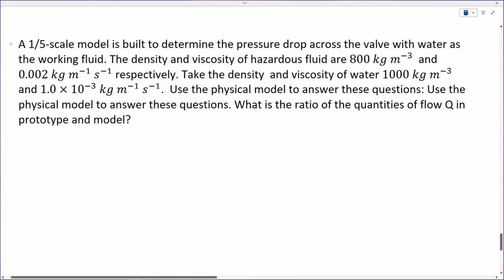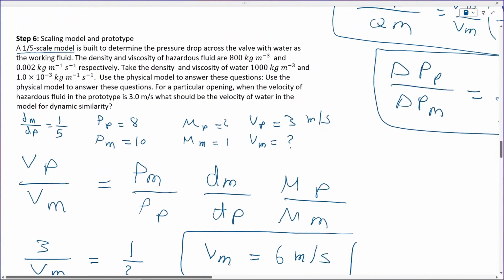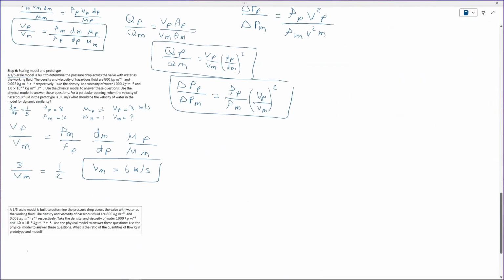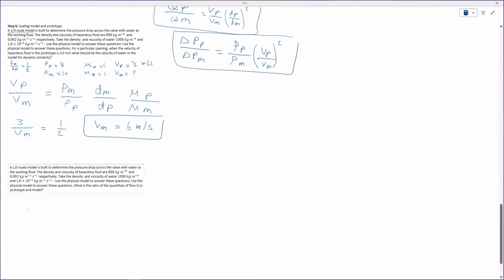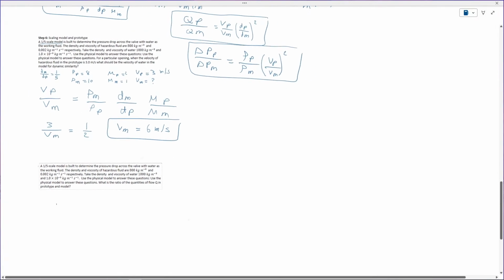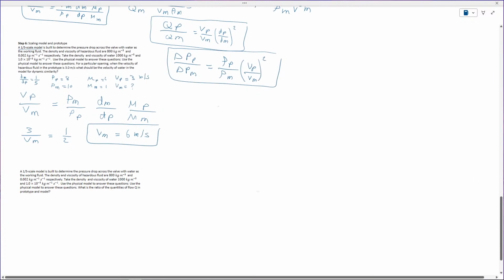So what else is it asking us to do here? Again, this is the same problem. Use the physical model to answer this question. What is the ratio of the quantity Q in the model and the prototype? So what is Q model versus Q prototype? That shouldn't be difficult, because we have this relationship already.